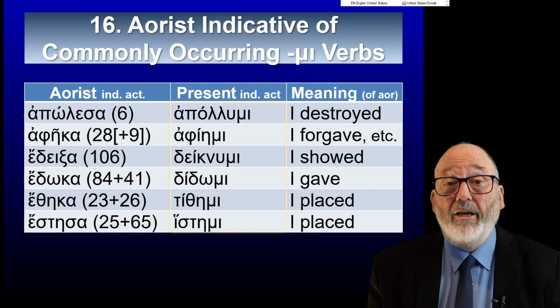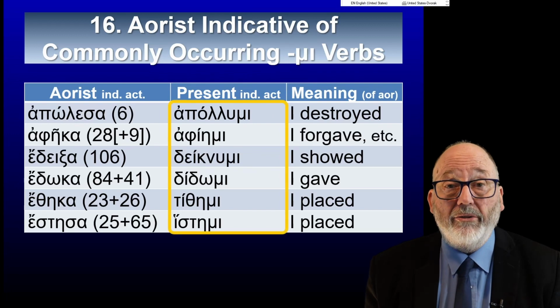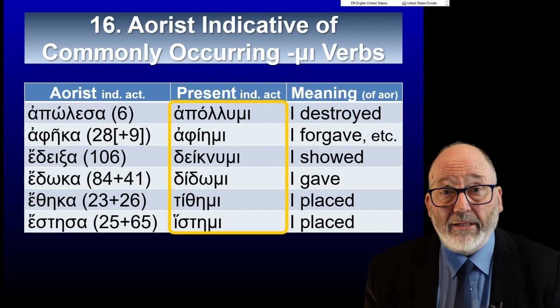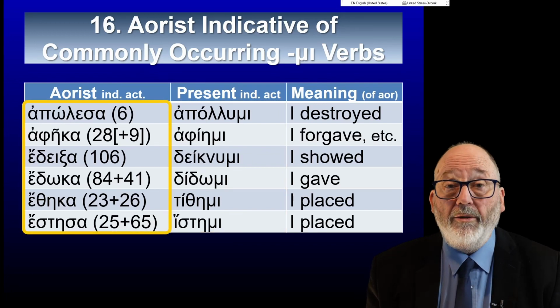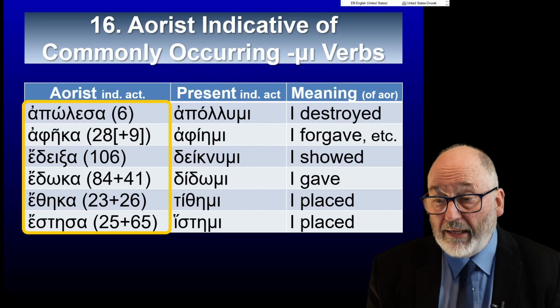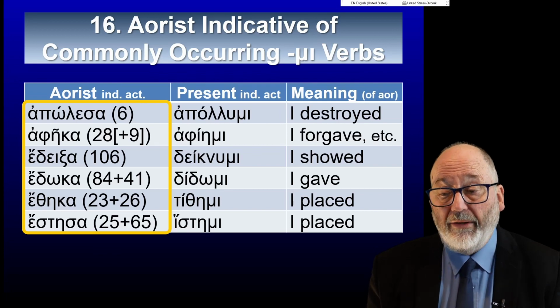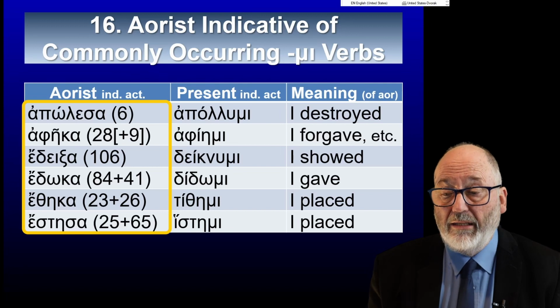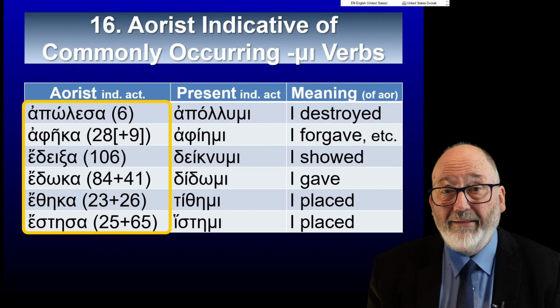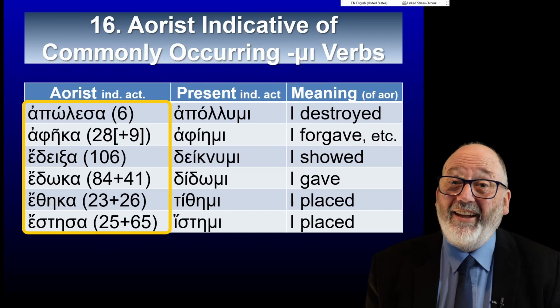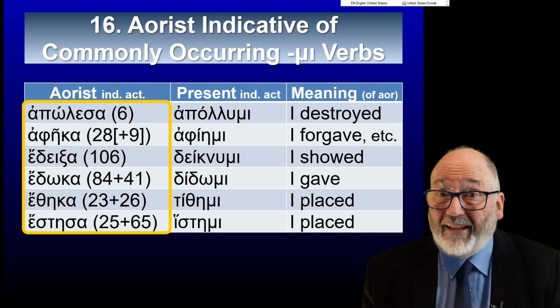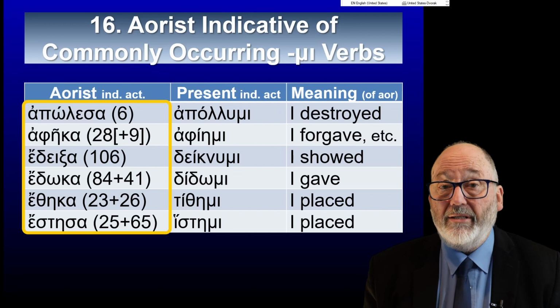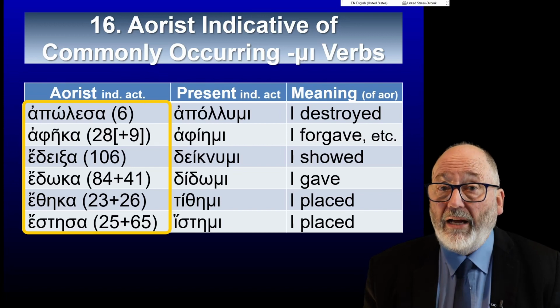In this table, you will see that in the middle column, I've listed all the mi verbs that I had on the previous table: apollumi, aphiemi, deiknumi, etc. And in the left-hand column, we have the aorist tense: apolesa, aphēka, edeixa, edōka, ethēka, and estēsa. All right, now, they are quite different, aren't they, from apollumi, aphiemi. But once you've learnt the aorist, you will be able to work out how it goes.